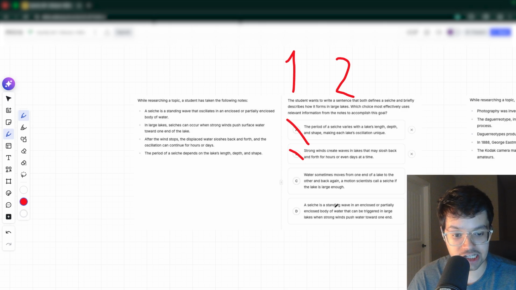And finally, we have D. A seiche is a standing wave in an enclosed or partially enclosed body of water that can be triggered in large lakes when strong winds push water toward one end. Okay, so that definitely does both things. It defines a seiche. It says a seiche is a standing wave. It also describes how it forms. It says it can be triggered when strong winds push water toward one end. So between C and D, D is definitely the right one.